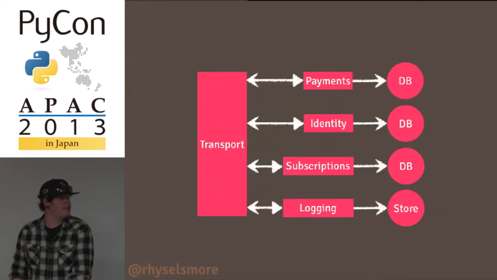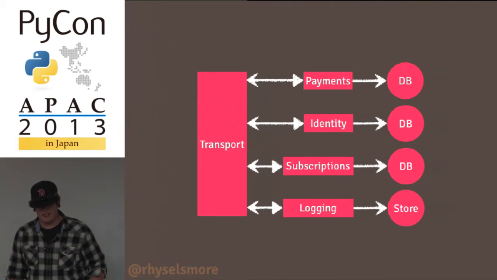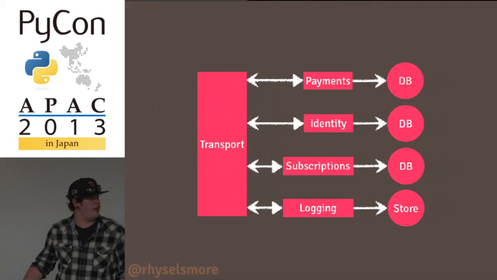SOA, on the other hand, focuses on separating out those concerns. You break them out into services, you make them communicate over a transport such as HTTP or 0MQ, and the idea of SOA from very high up is a set of distributed systems communicating, each with their own responsibilities.